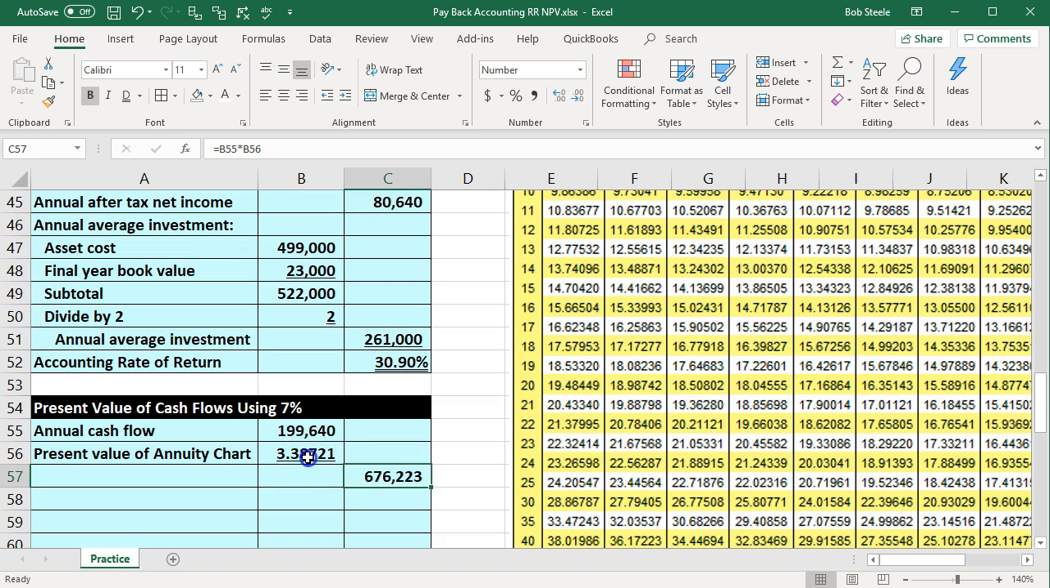676,223. Now note, when you look at these annuity tables, you can get an idea of whether this is going to make sense or not, because obviously this amount, we're expecting to get each year for 4 years. So you would think that if there was no time value of money, it would just be this times 4. And if there's a time value of money, then it's going to be something less than 4 times because we're discounting it. We're reducing its value due to the time value of money.